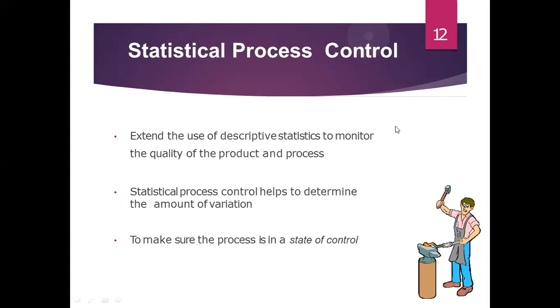And this statistical process control helps to determine the amount of variation. You can control the variation and determine the amount. And the third one is very important, to make sure the process is in a state of control.